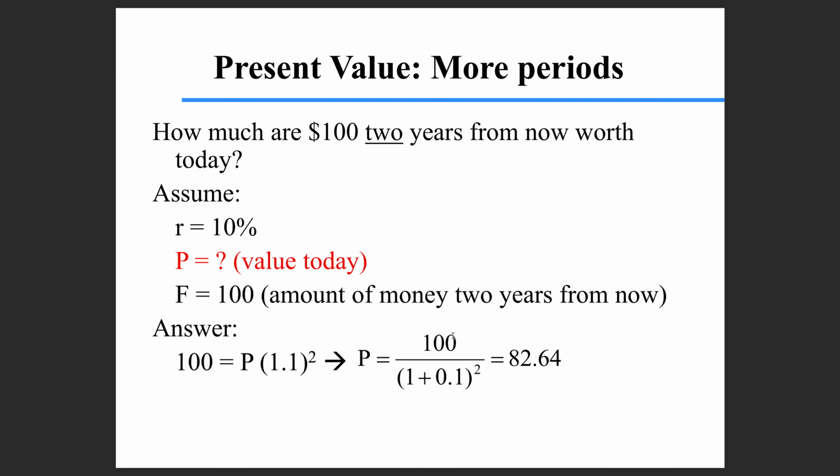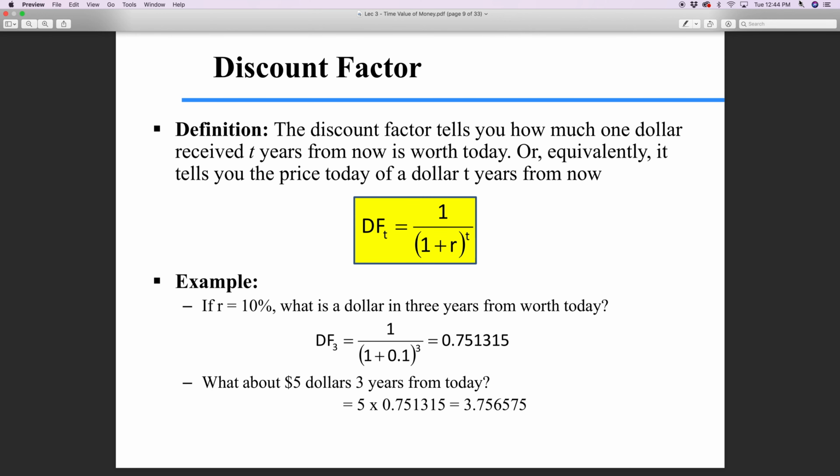We can interpret this amount as the amount of money you would be willing to pay today for the asset or the project that will pay $100 two years from now, assuming that this asset or this project deserves a 10% rate of return per period. So how do we find the present value of the future amount?